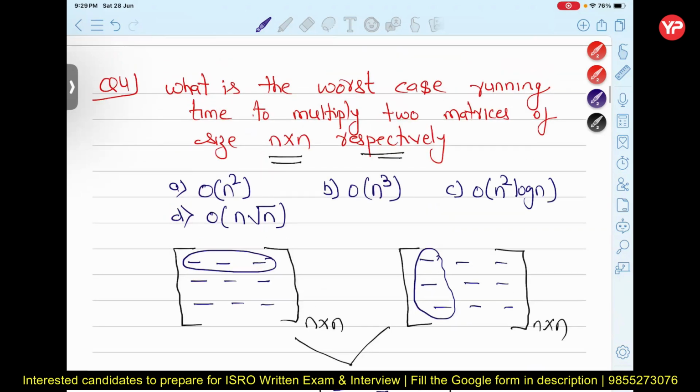What is the right approach? N cube. Even though we have one more example, Strassen's multiplication, which is a divide and conquer technique, that will take order of n to the power 2.81. But that is not the option. That's why order of n cube is the right one.